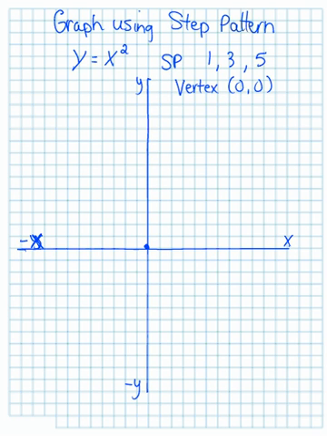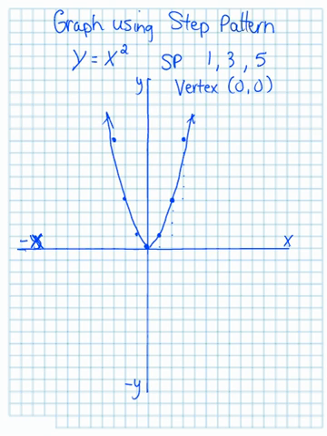My step pattern means I go over 1, up 1, then over 1, up 3, so 1, 2, 3, and then over 1, up 5, 1, 2, 3, 4, 5. And then I just reflect it. And here's my original quadratic. Excuse that my points didn't hit there.